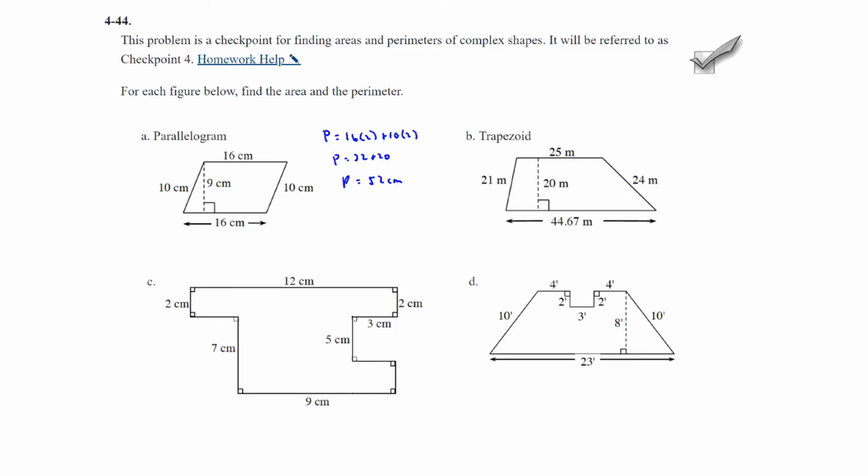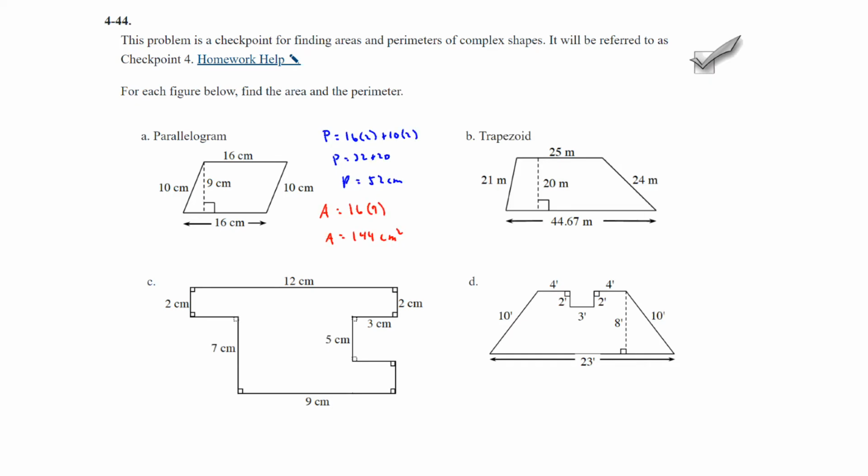Make sure you label. For the area on this one, this is a parallelogram, so we can take the base times the height, which is 9. So the area is equal to 144 centimeters squared.